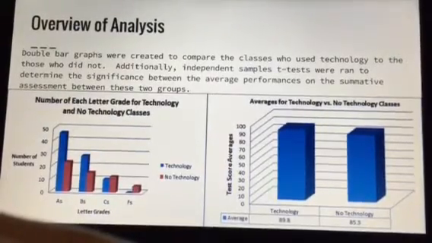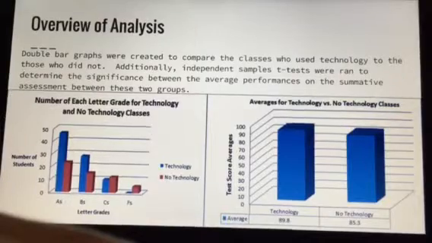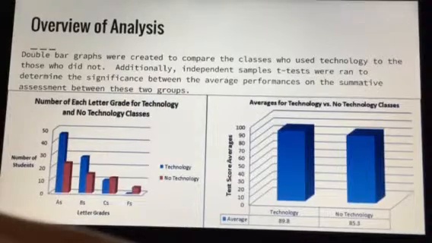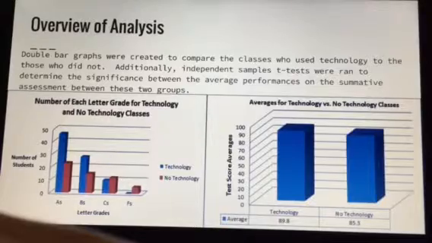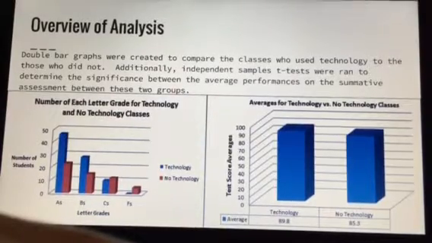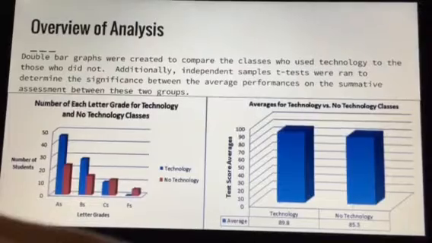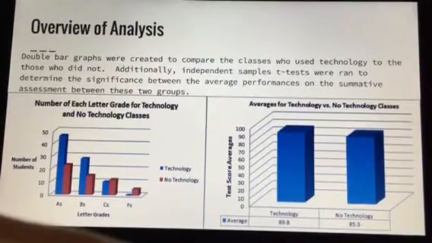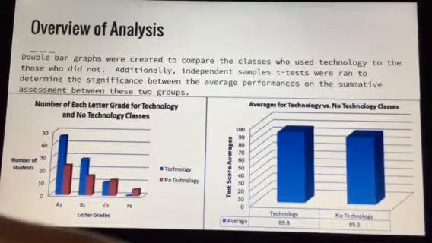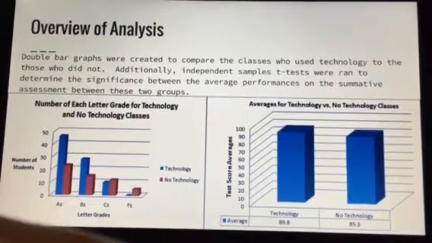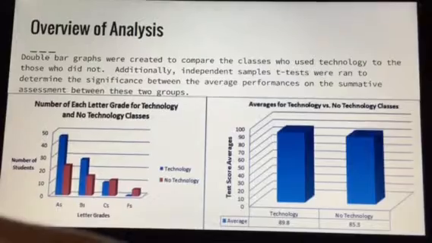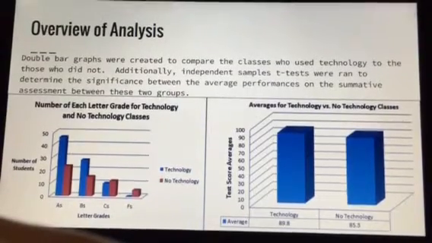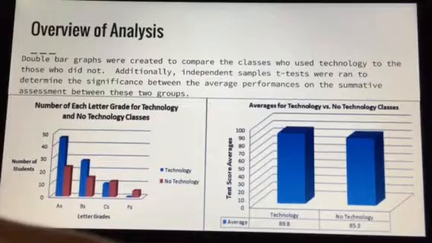And here's an overview of my analysis. You can see the double bar graph created to compare the technology versus no technology. This was broken down by letter grade, and you can see that there were far more A's with the classes that used technology versus those that did not use technology. And then there were actually no F's for those who used technology, and just a few that didn't use technology, but there was still a pretty big difference between those two classes.